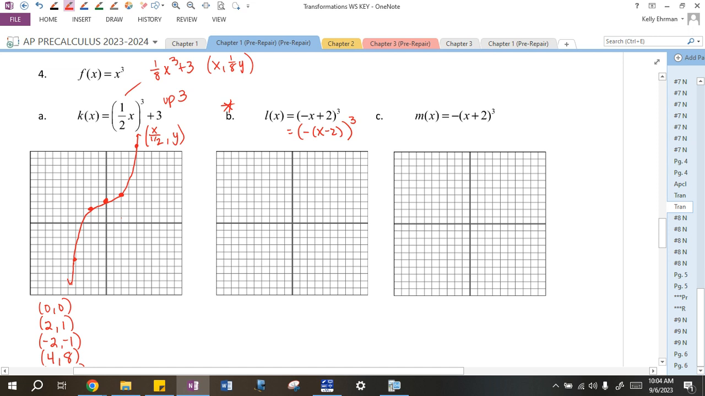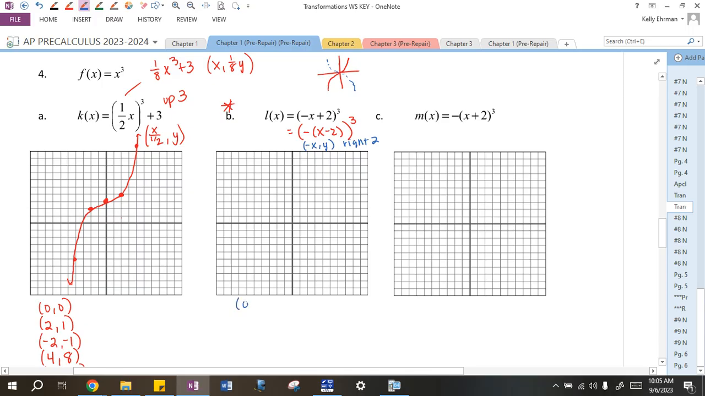Now, the cube root or the x cubed function is an odd function. So if you think about the original graph, if I flip that across the x-axis, you get this. But if I flip that across the y-axis, you get the same thing. So a y-axis reflection could also look like an x-axis reflection. But it means all of our points are going to become negative x, y, and then we'll go to the right 2 units.